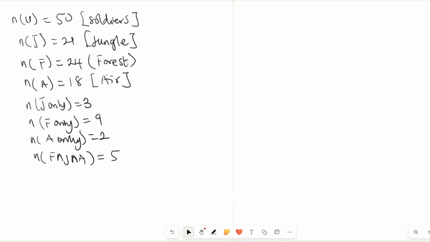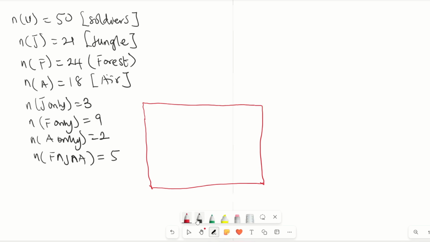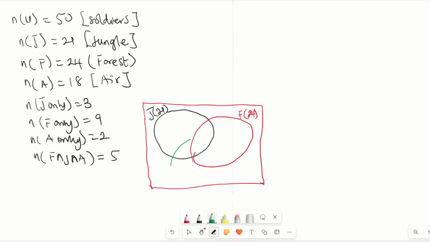We can put our Venn diagram here, a rectangular one, of course. So we have our Venn diagram. And in the Venn diagram, we have our jungle, and our jungle has 21. So jungle is 21. And then they overlap because they are all 3 here. So our forest will have 24, and then our air will have 18.